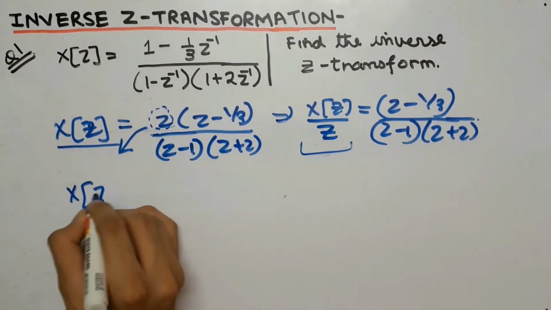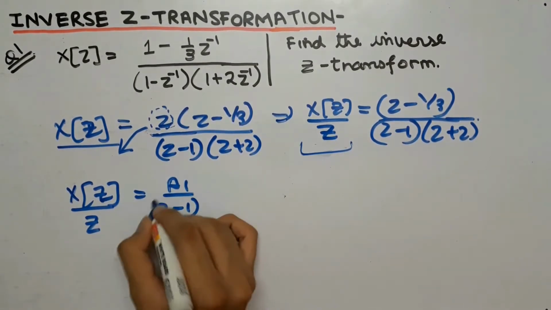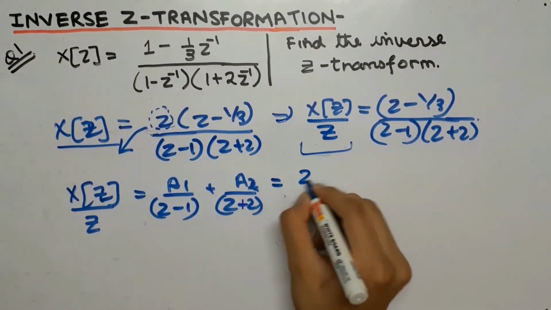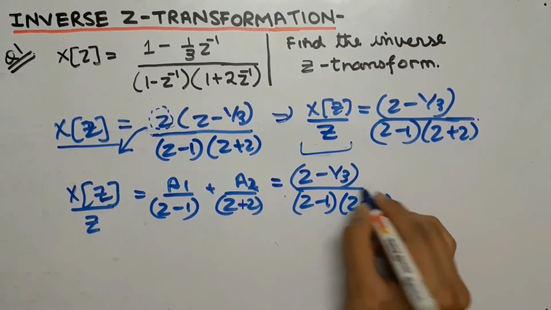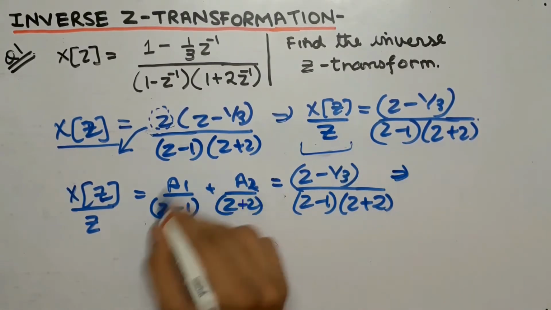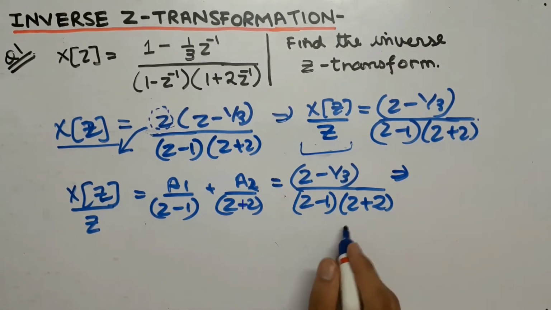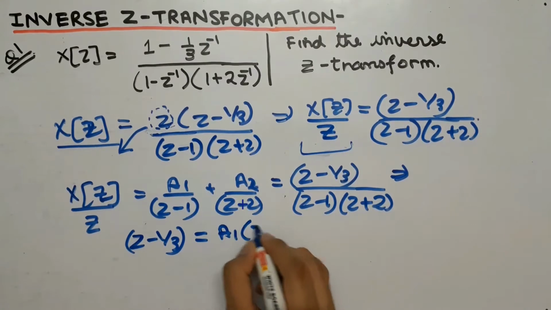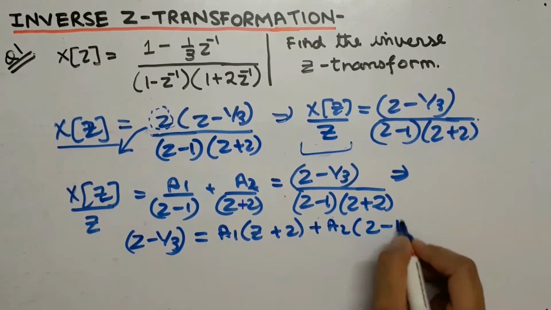That is, we will write X(z) upon z is equal to A1 upon (z minus 1) plus A2 upon (z plus 2), which is equal to (z minus 1/3) upon (z minus 1) into (z plus 2). That is, we have simply put the value of X(z) by z over here. Now guys, we will solve this part and we will cancel the denominators from the LHS and the RHS. And on doing that, you will get the equation as z minus 1/3 is equal to A1 into (z plus 2) plus A2 into (z minus 1).